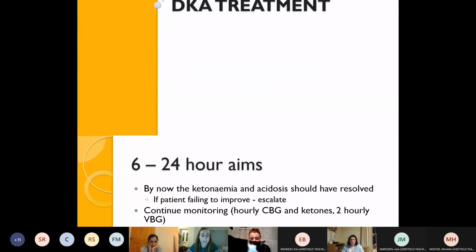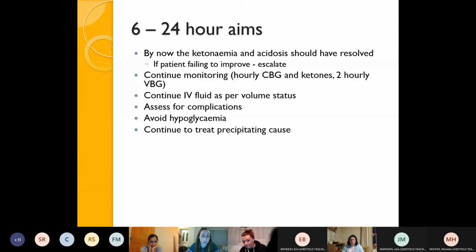And then after the 6 hours, thereafter, it's basically everything should have improved. If it's not, then we need to be getting help. Continue IV fluid as needed. So essentially, hopefully at this point, they're out of DKA. But if they're not, we just continue.